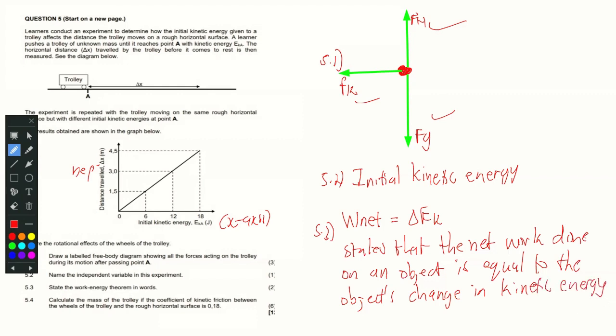So that's it. The work energy theorem states that the net work done on an object is equal to the object's change in kinetic energy. Okay, right. Now, what's the next question? It's now saying, calculate the mass of the trolley if the coefficient of kinetic friction between the wheels of the trolley and the rough horizontal surface is 0.18.